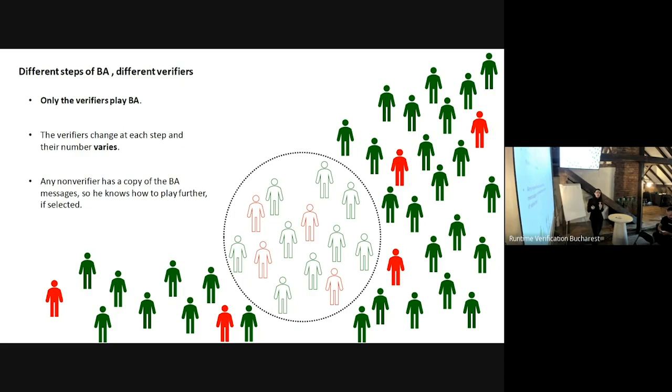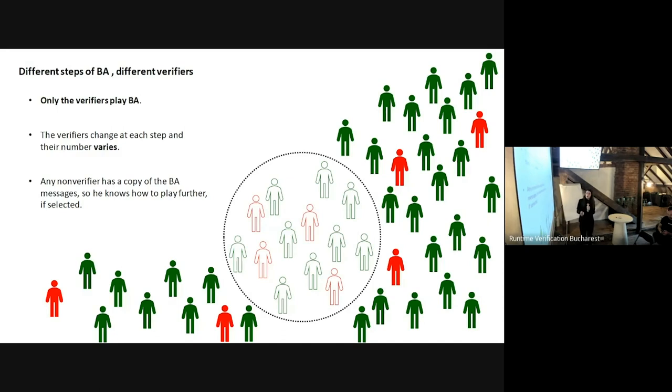So if we had some players at step one, at step two, we need different players to get into this Byzantine Agreement protocol. Of course, if a player doesn't get selected at a certain step, he will know how to play it in future steps because he has copies of messages from the previous steps. And as you've seen, the steps only involve counting bits. So he knows how to play further if selected.